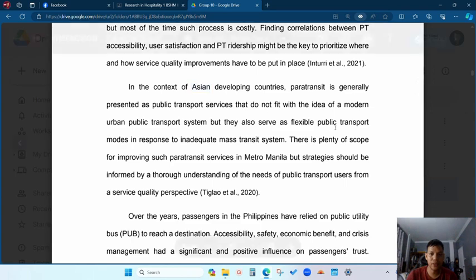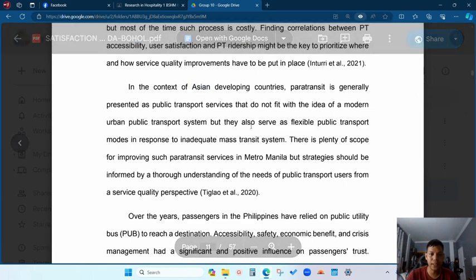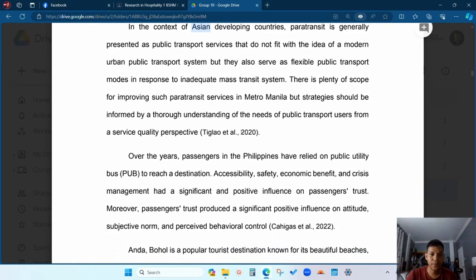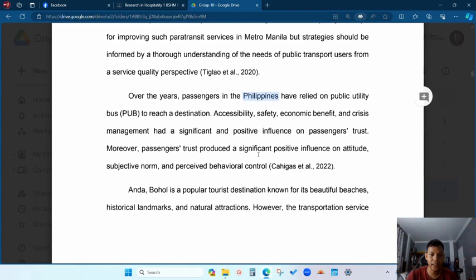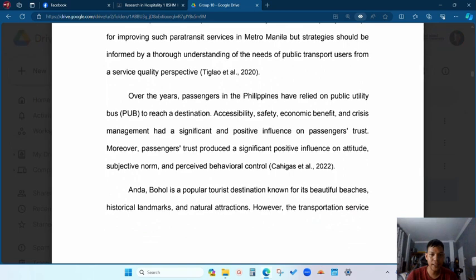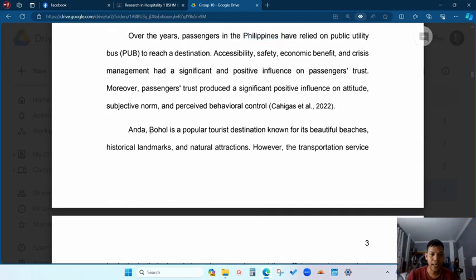So this is what I mentioned a while ago about the inverted pyramid. It talks about the broader areas to specific. So from international, Asian developing countries, to a specific one like the Philippines, and it discussed more specifically Anda, Bohol. So you see, international, Asian developing countries, national in the Philippines, and in Anda, Bohol, the specific area or place.